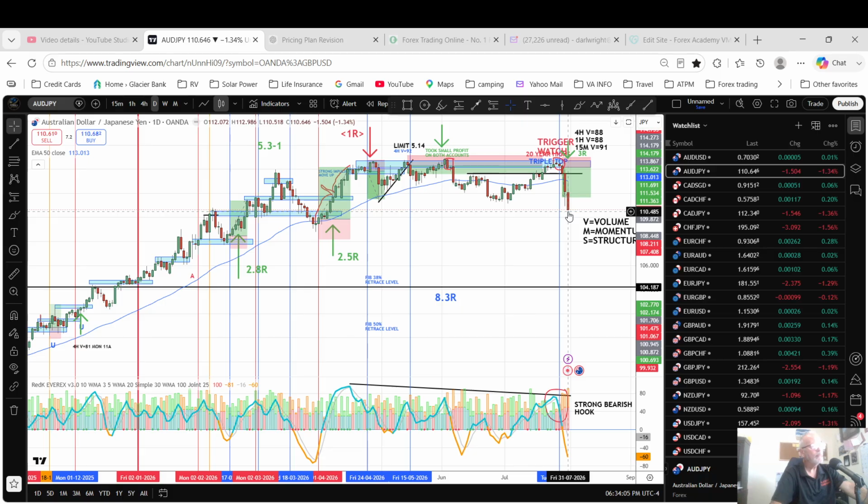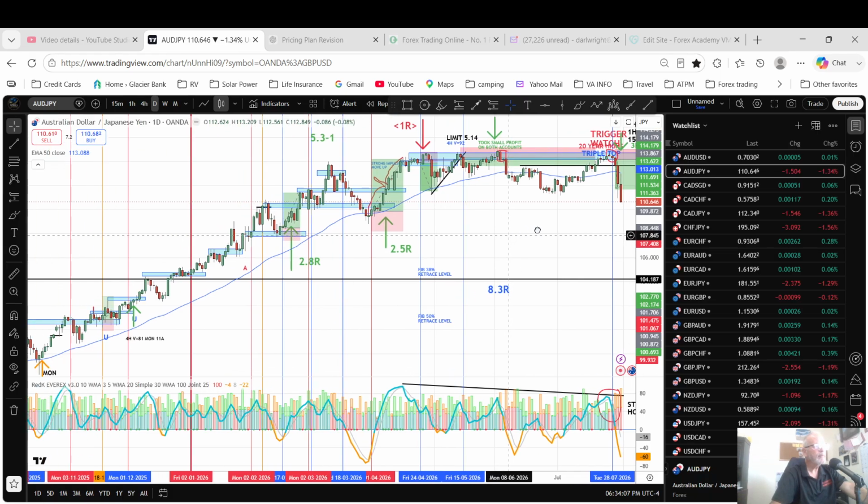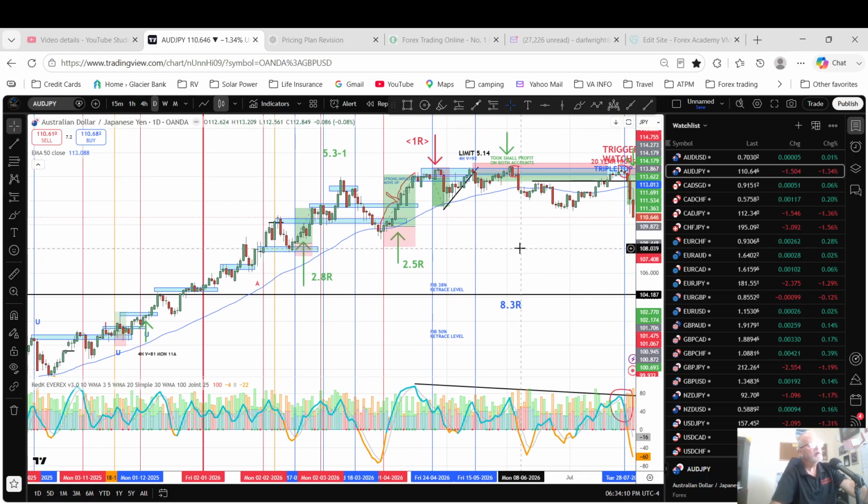And then you get big moves like this one. I mean, it's great to be on the right side of that one. And that's why you always use a stop loss, my friends.